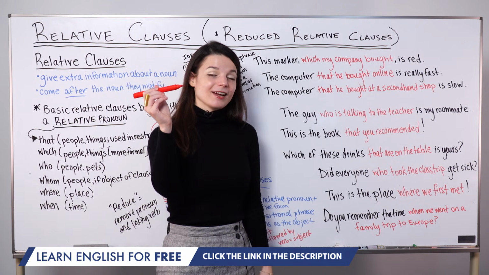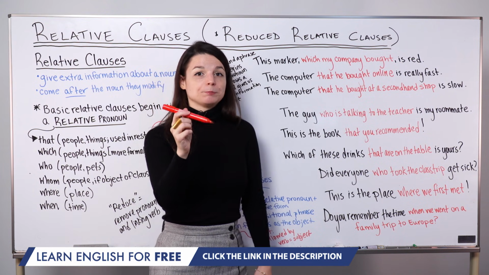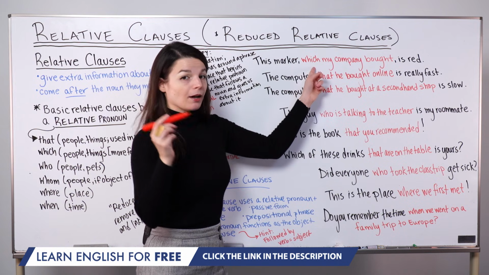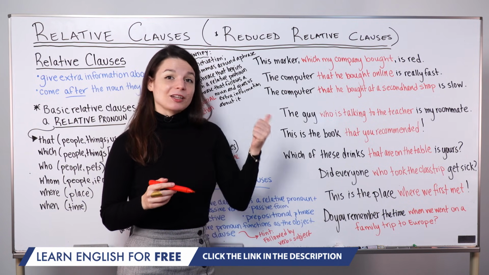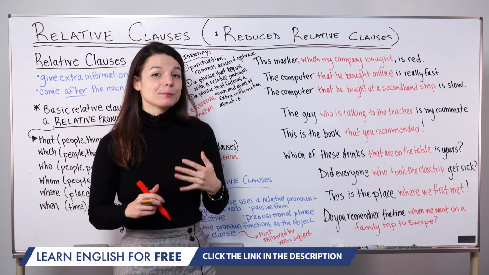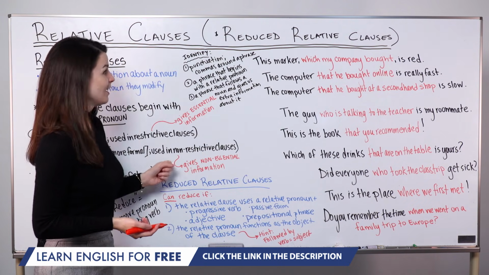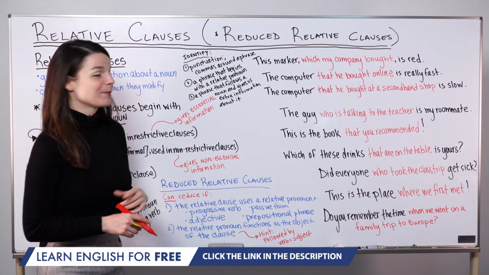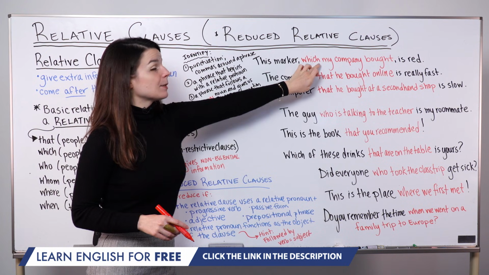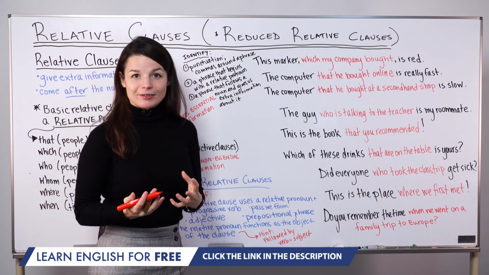So this marker is red. This is true. So that's basic information about this noun. If I want to give extra information, this marker, which my company bought, is red, I can do that with a relative clause. So this is a really simple example of a non-restrictive relative clause in a sentence. So this is non-essential information. We do not need this point to understand this noun, but it tells us something extra.